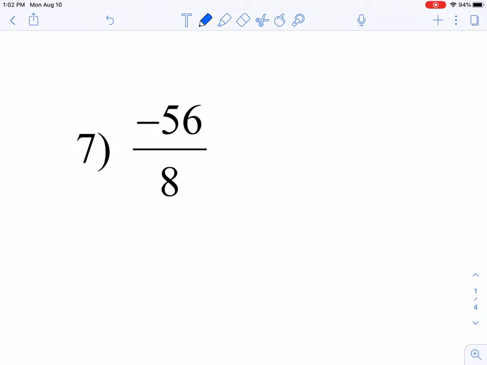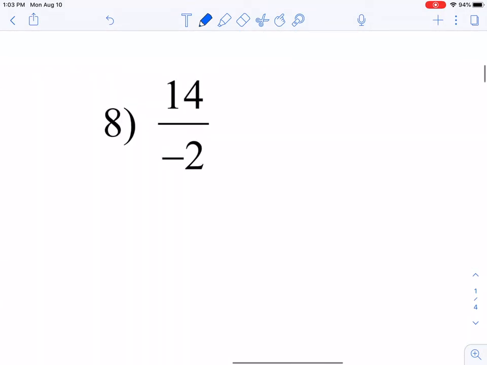Same rules apply for dividing. So if I have a negative 56 and a positive 8, I can divide those. 56 divided by 8 gets us 7, and my signs are different, so I get negative 7. And then finally, I have a positive 14 and a negative 2. My signs are different, so my answer is going to be negative. And then I divide these, I get negative 7.